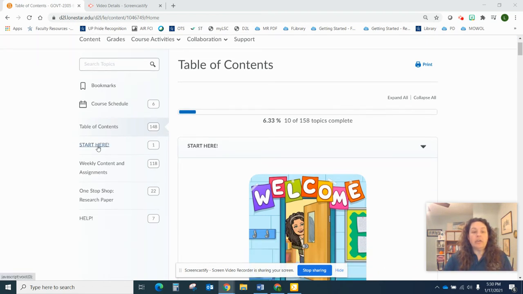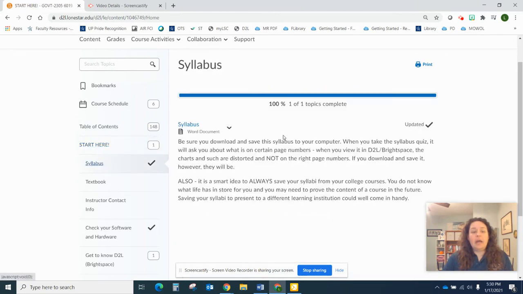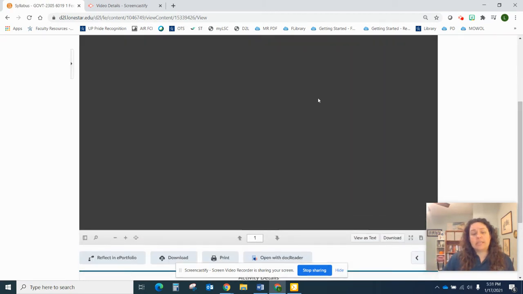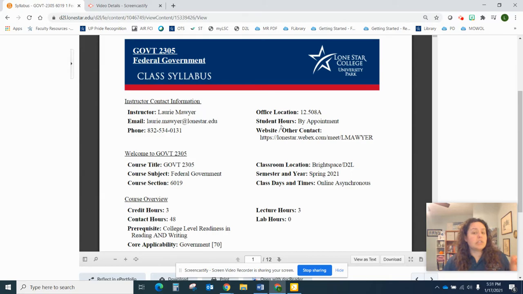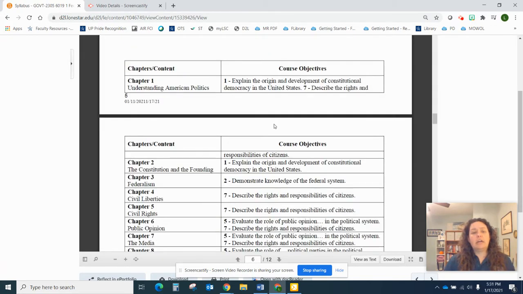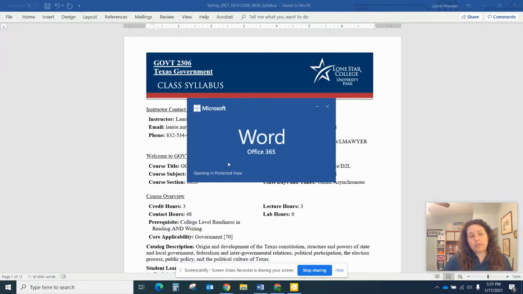It can be found over here on the left under the Start Here tab, right where the syllabus is. It is going to be best for you to open this up as a Word doc because when you go to take the syllabus quiz, there are questions about page numbers. And if you get down to these charts down here, for some reason, they skip. The download is right down here at the bottom of the page, and it'll open it up as a Word doc for you.